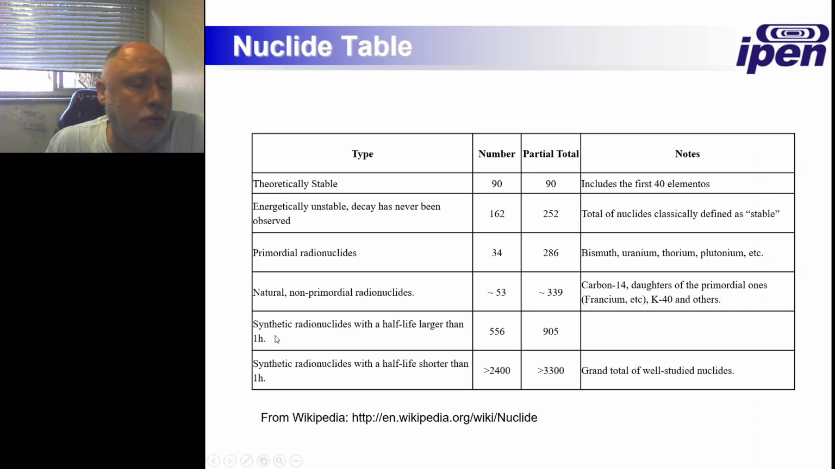But we can produce nuclides in the lab too, right? The ones we can produce with half-lives longer than 1 hour are 556. So they are more than every nuclide you find in nature. And now we have come to 900 radionuclides. But if you look at the ones that we can make in the lab with a half-life shorter than 1 hour, we have 2000 something. So the grand total of well-studied nuclides is around 3,300 nuclides, right? So you see we have a plethora of nuclides to choose from.